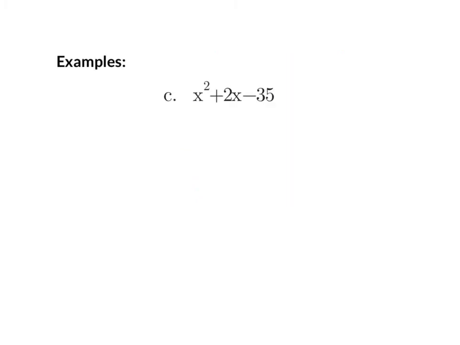All right, let's look at a couple more examples. The next one, we have x squared plus 2x minus 35. I'm going to start with my signs again. This time, because it's negative 35, I know that my signs are different. Remember that we want to multiply to negative 35. The only way you can multiply to negative 35 is a positive and a negative.